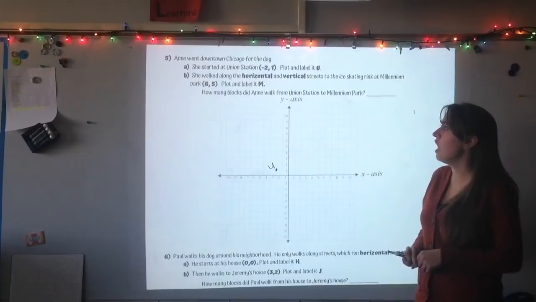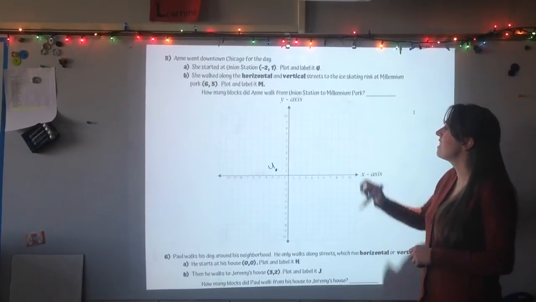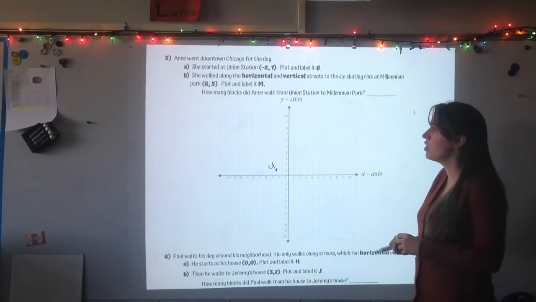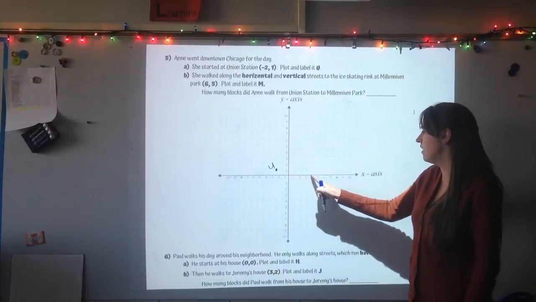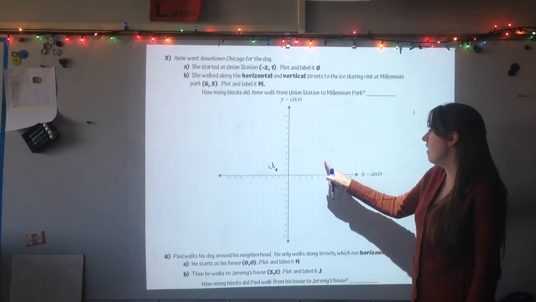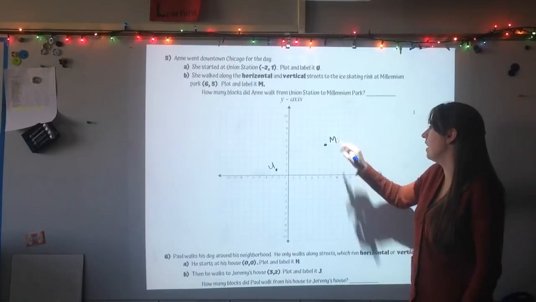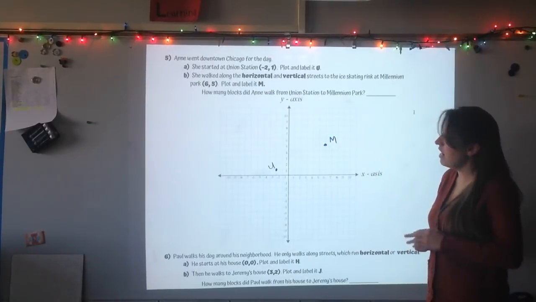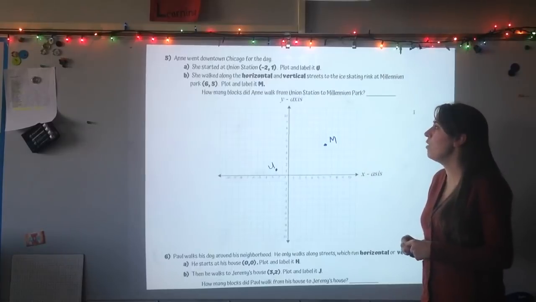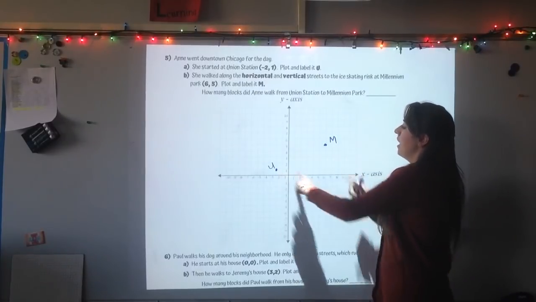Then she walked along the horizontal and vertical streets to the ice skating rink at Millennium Park, which is at 6, 5. So 6 to the right, 5 up, marking that point, plotting it, and labeling it N. Then it asks, how many blocks did Anne walk from Union Station to Millennium Park?